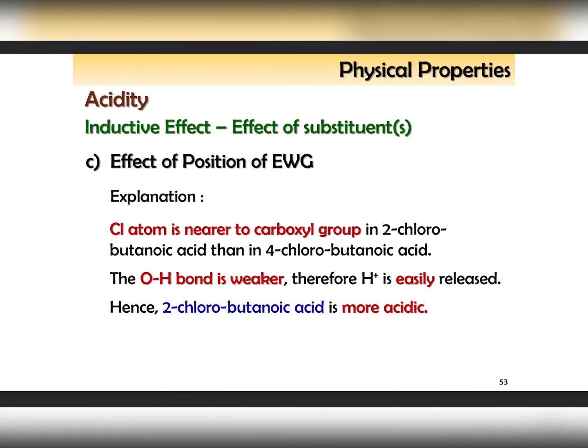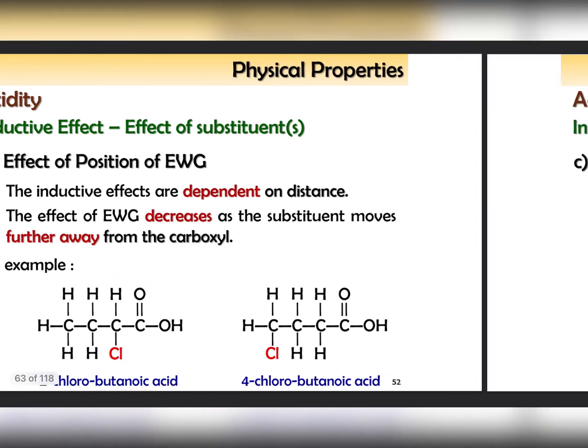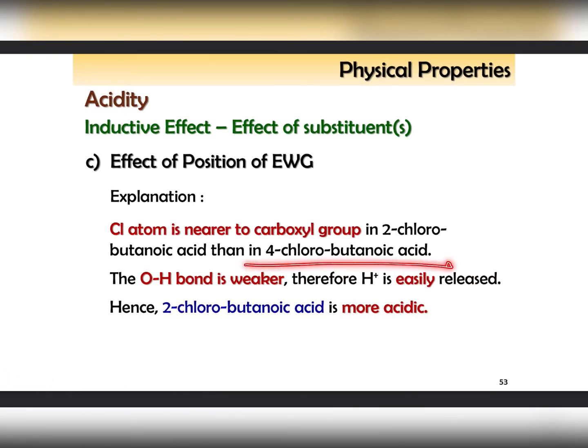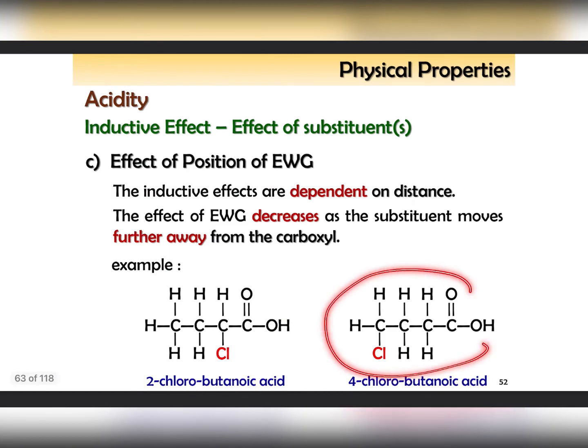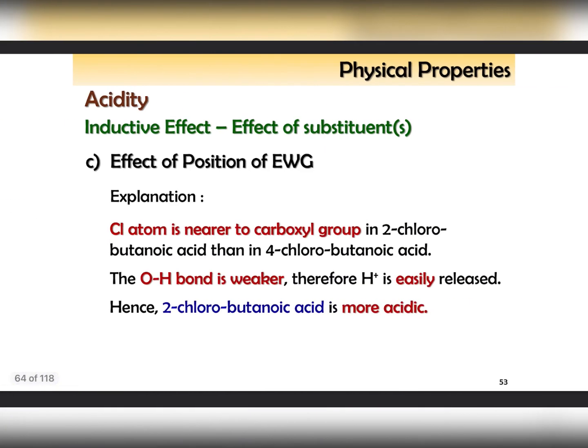Right, so the explanation is Cl atom is nearer to carboxyl group in 2-chlorobutanoic acid. Okay, this one. Compared to 4-chlorobutanoic acid. Okay, so ini jauh. Right, so the OH bond is weaker. Therefore, okay, H plus ion will be easily released. That is why 2-chlorobutanoic acid is more acidic because of the distance between electron withdrawing group to the carboxyl group.